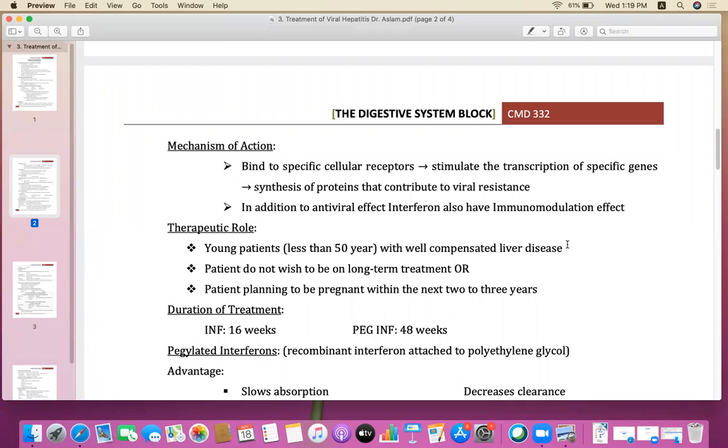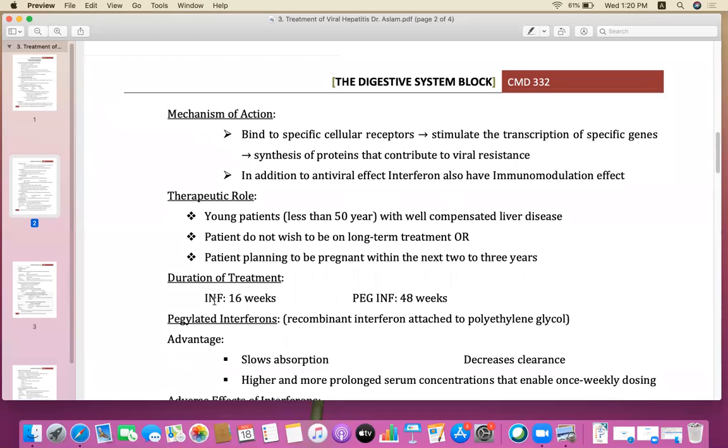Or if the patient does not wish to be on long term treatment. Yes, very important, because the duration of treatment with interferon is short as compared to other antiviral drugs. For example, if the patient is a woman planning to become pregnant within the next 2 to 3 years, you have to give interferon because the duration of the treatment is less.